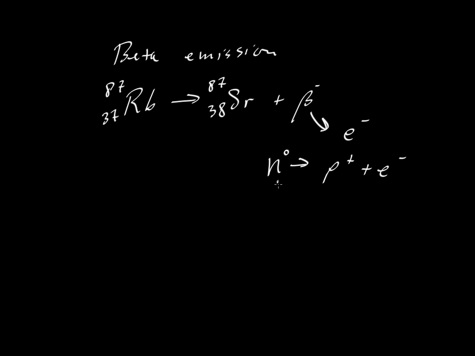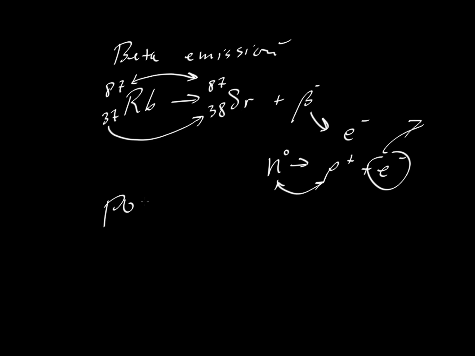So since a neutron is decaying into a proton, we don't change the atomic mass. It stays at 87. But we've increased the number of protons, so a neutron here turned into a proton. That increases the number by 1, and in doing so, this fellow leaves the system. That's the beta particle that is being emitted from the nucleus.